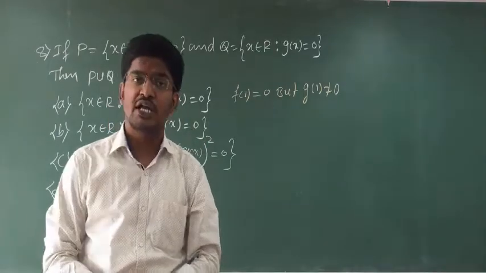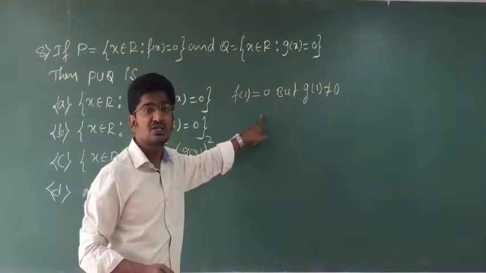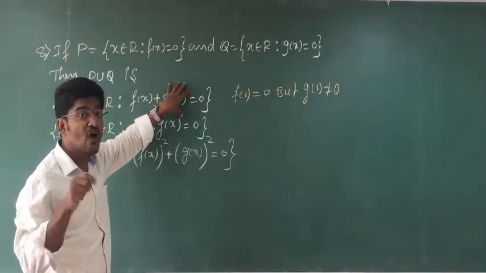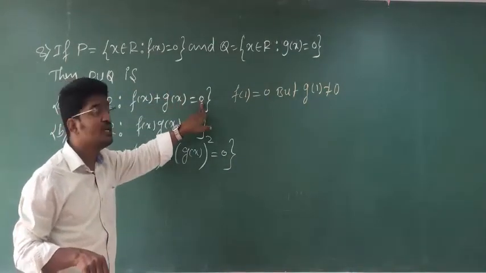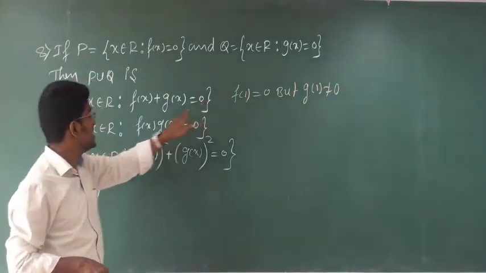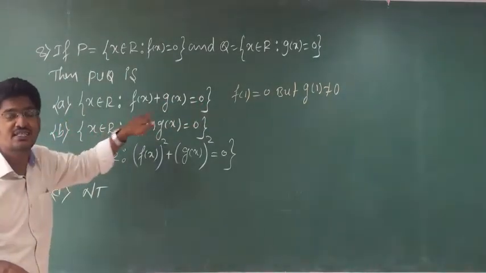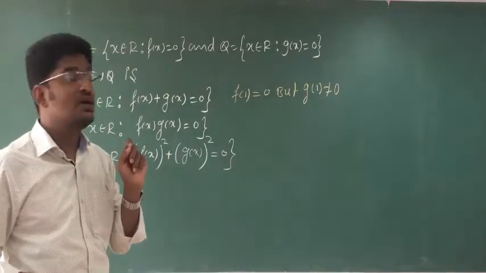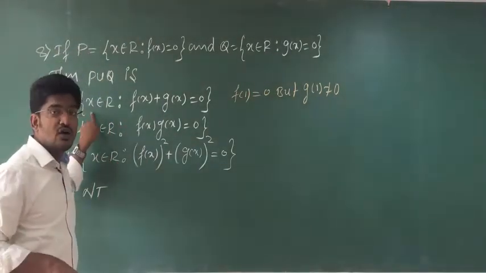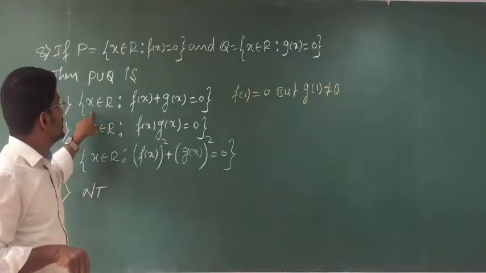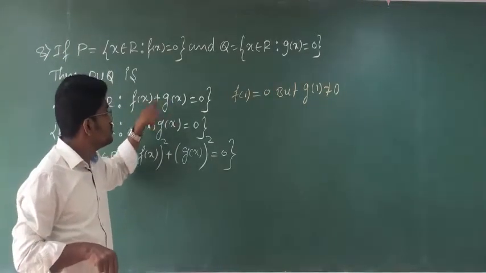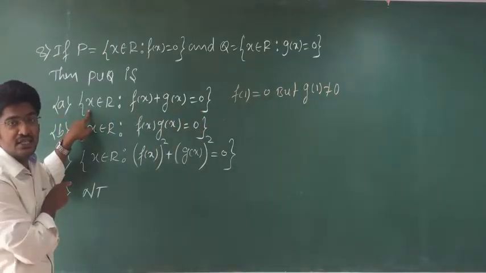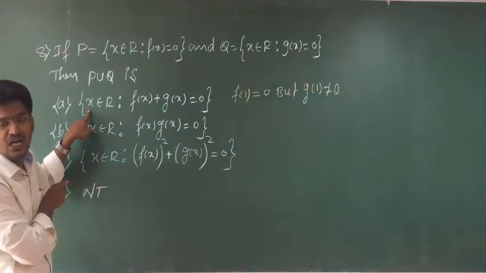Are you getting my point? If this happens, here f of x will be 0, but g of x will not be 0. So the sum will not be equal to 0. Then these elements are not going to be present in this particular option A. Option A tells you the sum of these two must be equal to 0. Then only you have to collect the x. Are you getting my point?